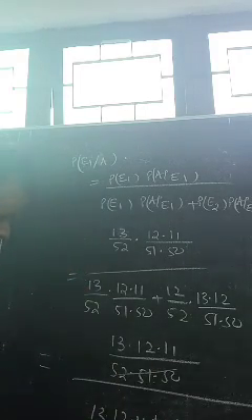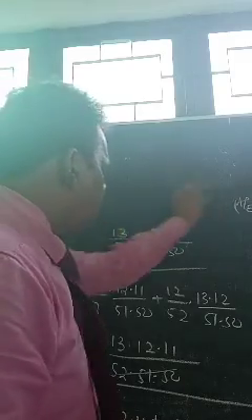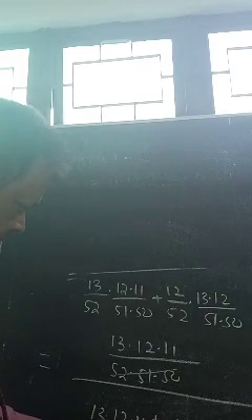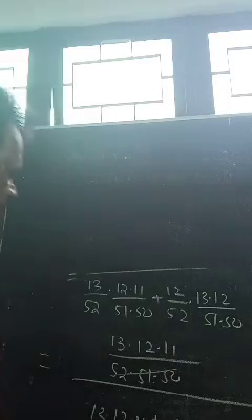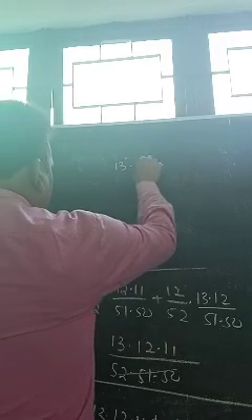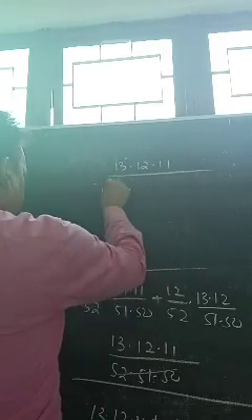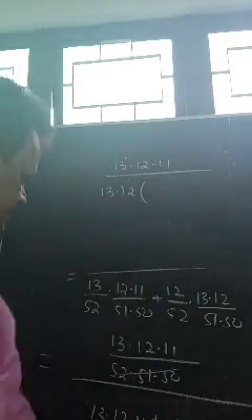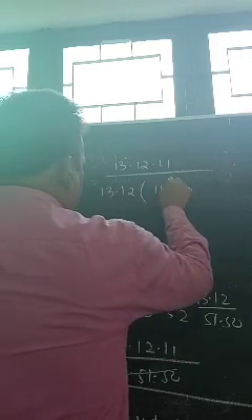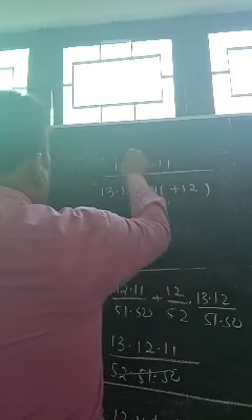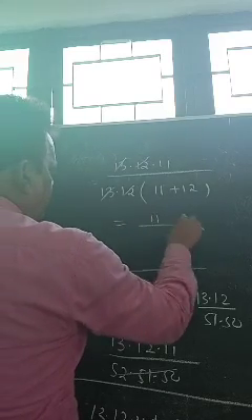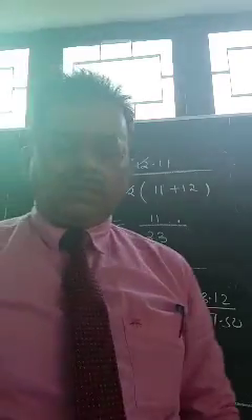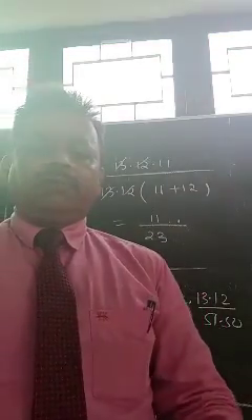This is cancelled. Okay. Then look at here. 13, 12, 11 is here. Here you can take 13, 12 as common. 13, 12, 11 divided by 13, 12 common, 11 and 12, so this is cancelled. 11 by 23. So this is all about the Bayes theorem. Tomorrow we will study random variable.